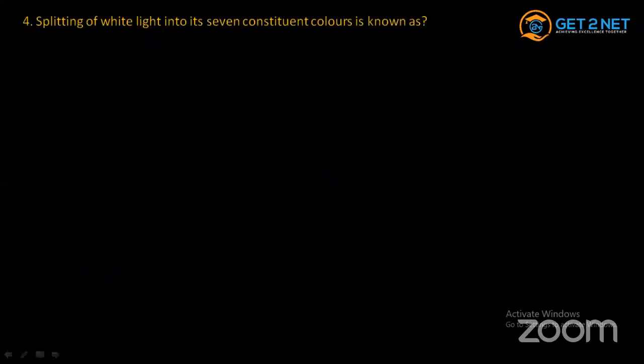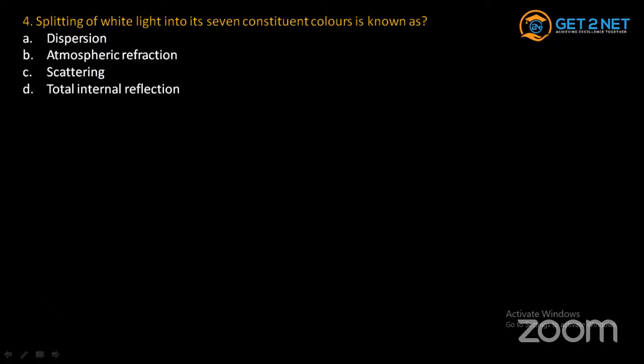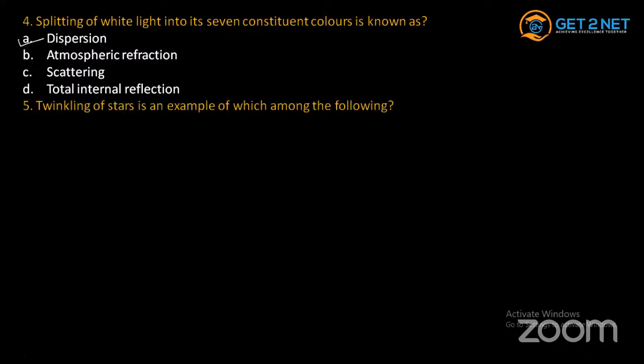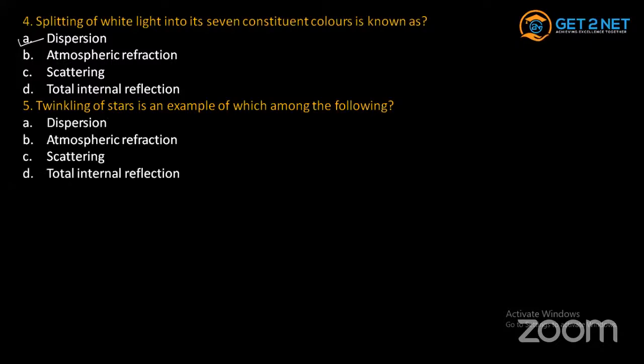Question number 4. Splitting of white light into its 7 constituent colors is known as what? Dispersion, atmospheric refraction, scattering, total internal reflection. Yes, Manashri, Swapneshwar, very good. The answer is A. Next question. Twinkling of stars is an example of which among the following?